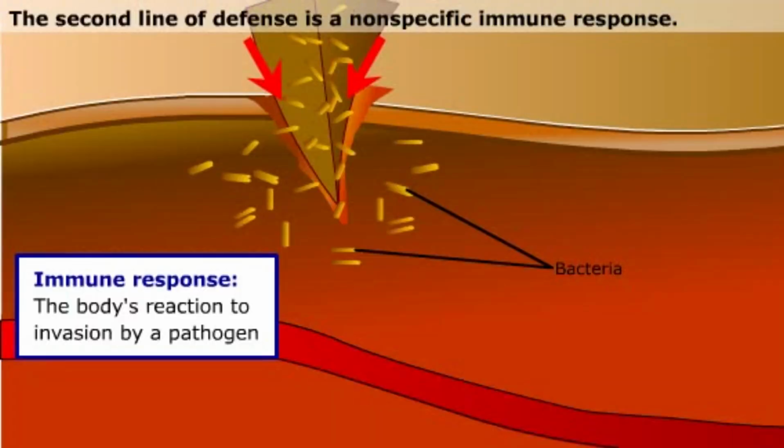Pathogens that manage to penetrate the body's external barriers encounter the internal environment of the body. Let's think about that splinter. It penetrated the skin, allowing the bacteria on the wood to enter the body. The body now needs to destroy the bacteria before they cause an infection to develop.